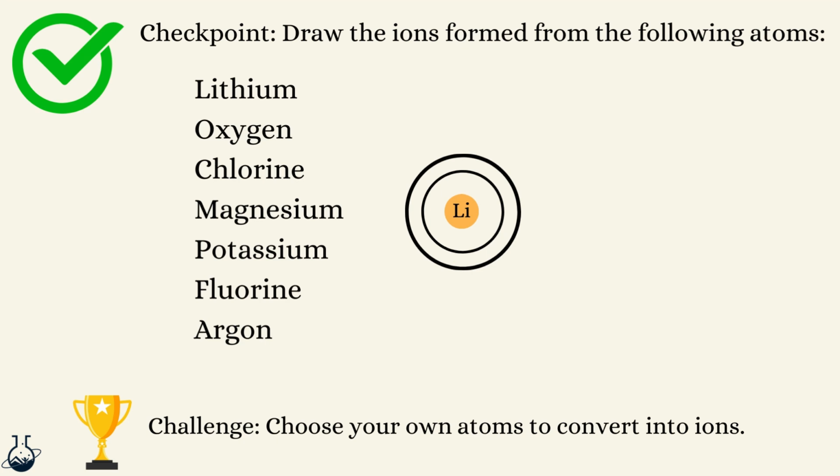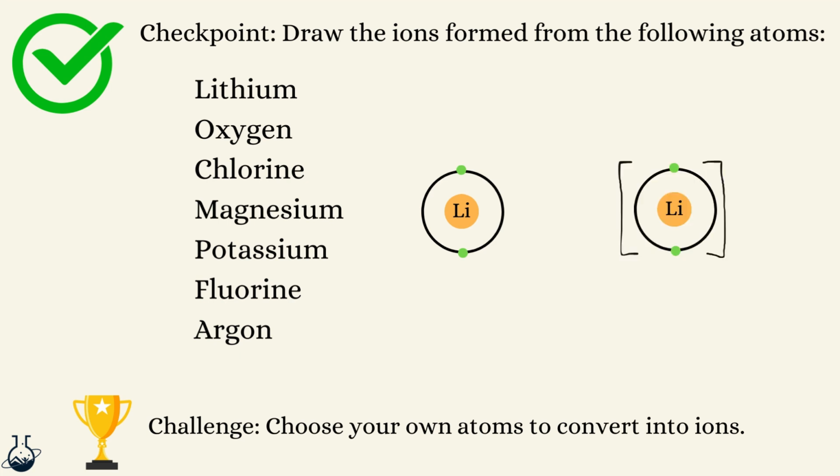Lithium is in period 2 with 2 shells, and group 1, so 1 valence electron. Fill up using the 2-8-8 rule. Lithium will lose this 1 valence electron to become stable, so we no longer need this outer shell. Remember your brackets and a positive charge. Remember, we have lost a negative charge, so we're more positive now.